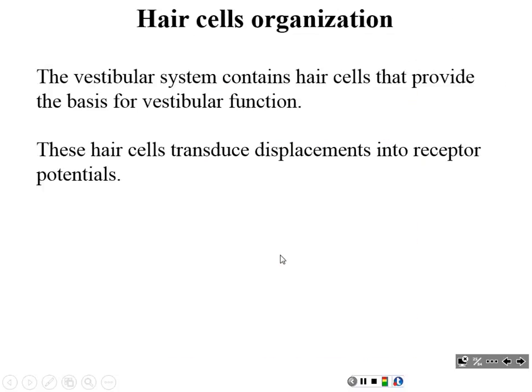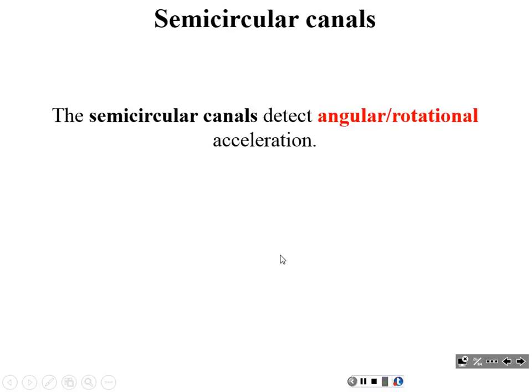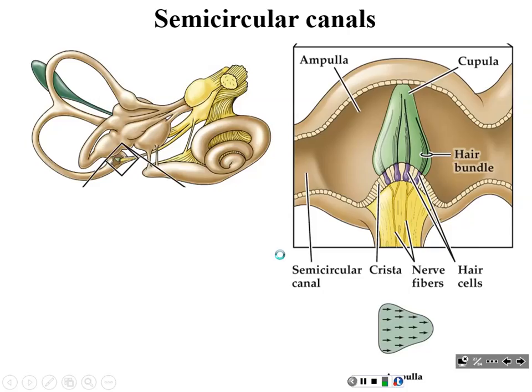So, as I said, the vestibular system contains hair cells that provide the basis of vestibular function, and these hair cells transduce displacement into receptor potentials. And I'm going to explain that. I already mentioned the semicircular canals detect angular rotation acceleration. How do they do that? Let's take a look at the ampulla that is at the base of each one of these semicircular canals.